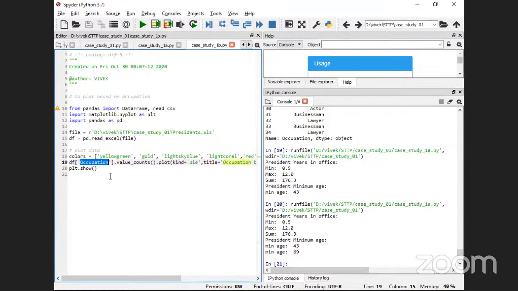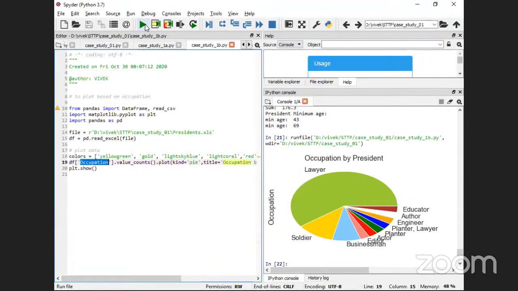So let's say here I have used matplotlib. pyplot is what is used, and it is referred to through plt. So that is used here to show this. Now you can see that it will generate a pie chart, and you can see the output in the console where it has displayed the president occupation with different categories.